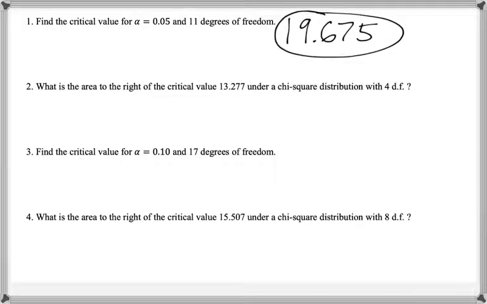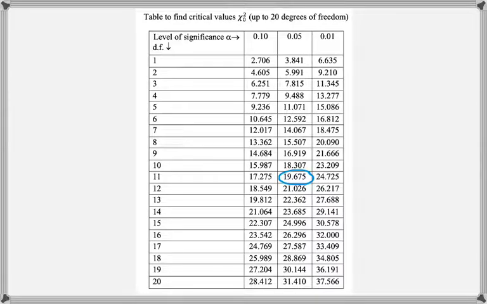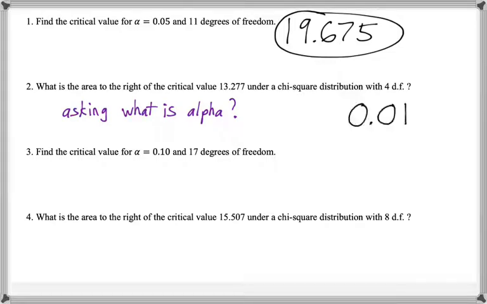Number 2 says, what is the area to the right of the critical value 13.277 under a chi-square distribution with 4 degrees of freedom? So essentially what they're asking is, what is alpha? So the critical value of 13.277 is right here, and that corresponds to an alpha of 0.01. So the area is 0.01.